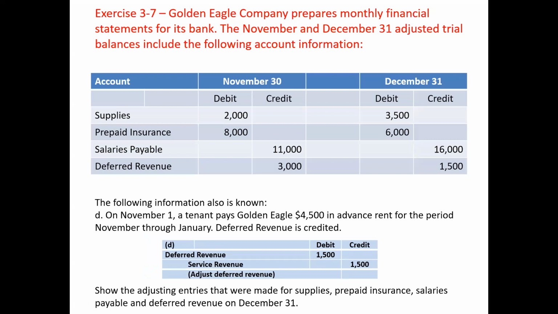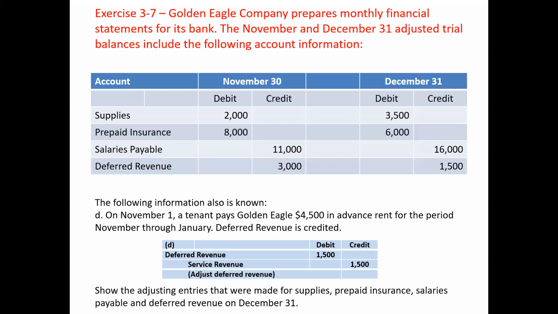Deferred revenue, 3,000. At the end of December, it's 1,500. Well, this is interesting. On November 1st, so this is before even November 30th, someone pays Golden Eagle $4,500 in advanced rent for the period November through January, where deferred revenue is credited.